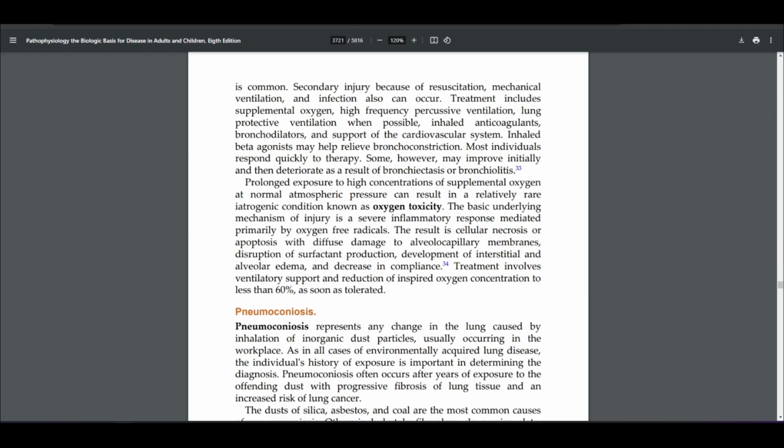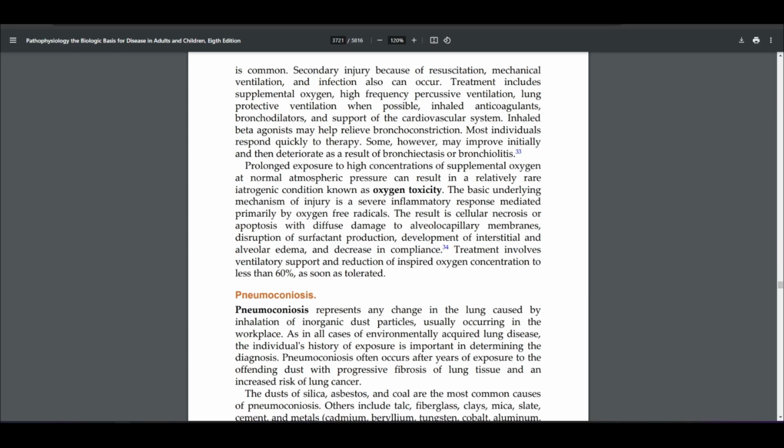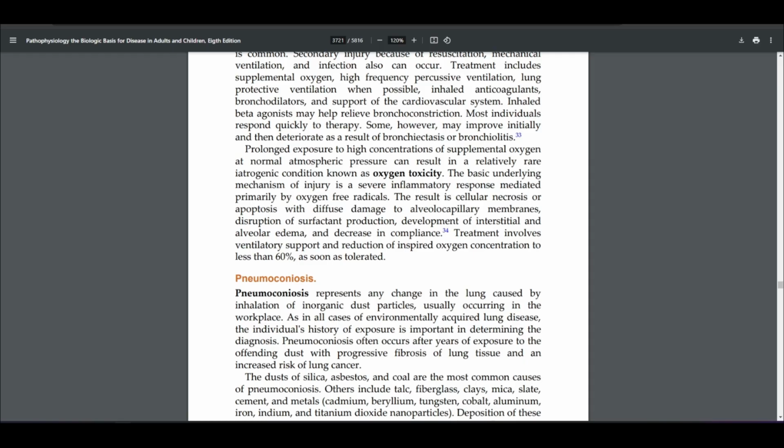Treatment includes supplemental oxygen, high-frequency percussive ventilation, lung protective ventilation when possible, inhaled anticoagulants, bronchodilators, and support of the cardiovascular system. Inhaled beta agonists may help relieve bronchoconstriction. Most individuals respond quickly to therapy. Some, however, may improve initially and then deteriorate as a result of bronchiectasis or bronchiolitis.